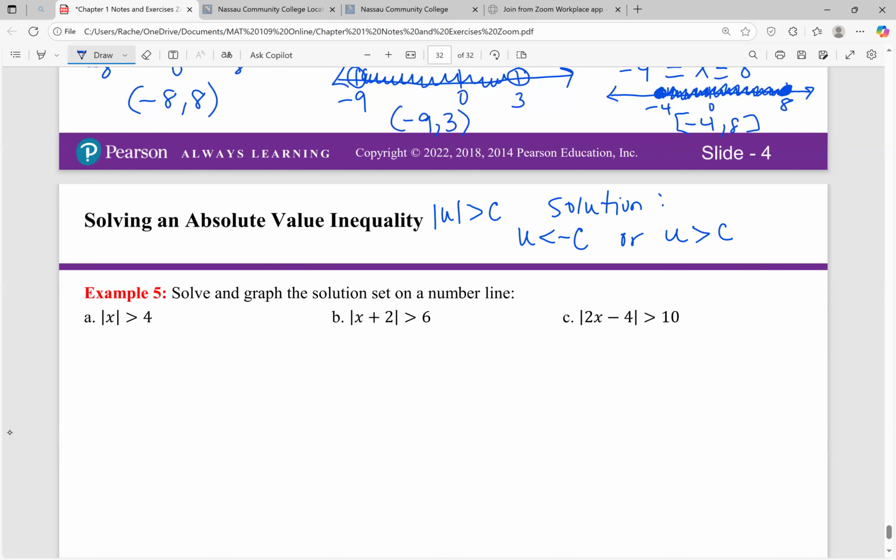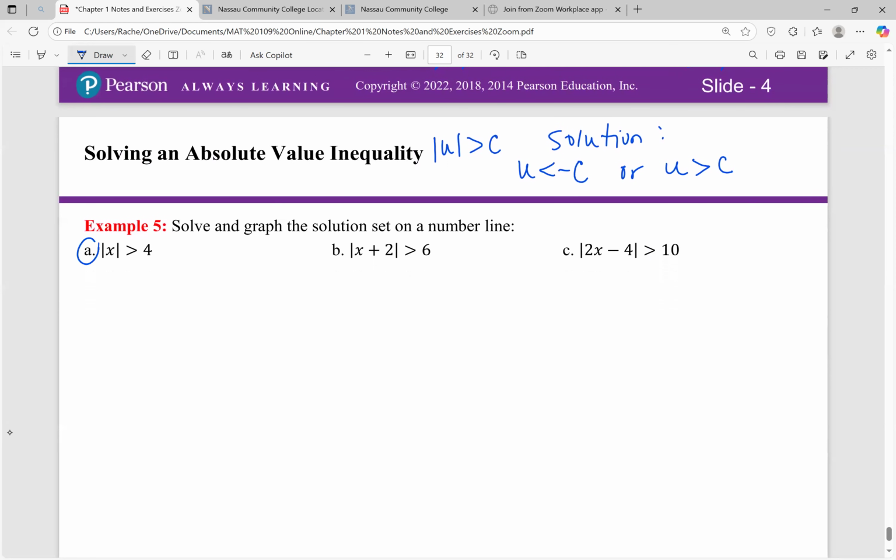So example 5a says solve the absolute value of x is greater than 4. So my solution is going to be that x is less than negative c, or negative 4, or x is greater than c, or 4.